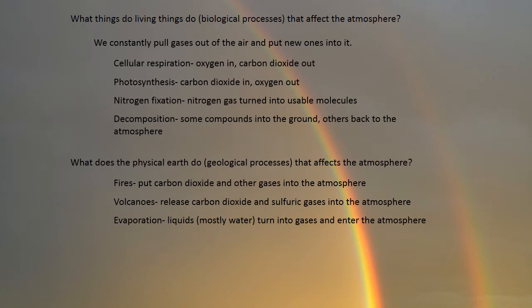During cellular respiration, organisms take oxygen into their bodies and out of the atmosphere while trying to metabolize sugar. They then release carbon dioxide to the atmosphere as a byproduct. During photosynthesis, the opposite happens. Organisms take carbon dioxide into their bodies and out of the atmosphere to produce sugar. They release oxygen into the atmosphere as a byproduct.